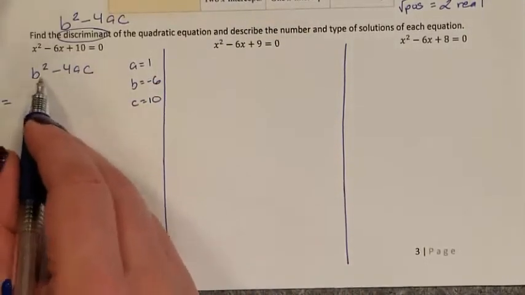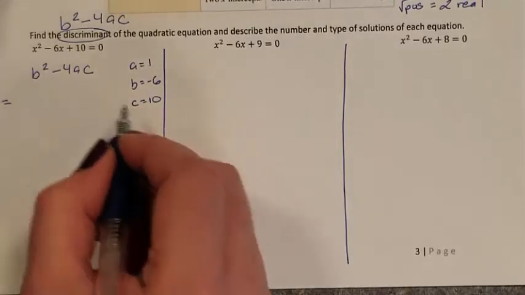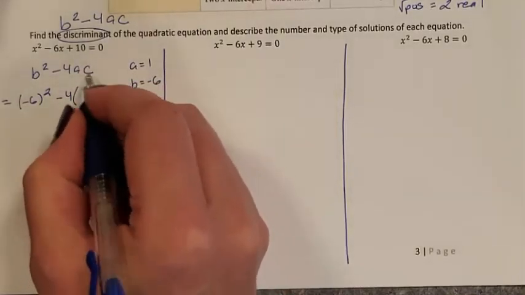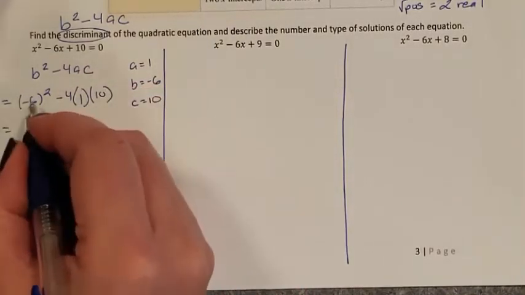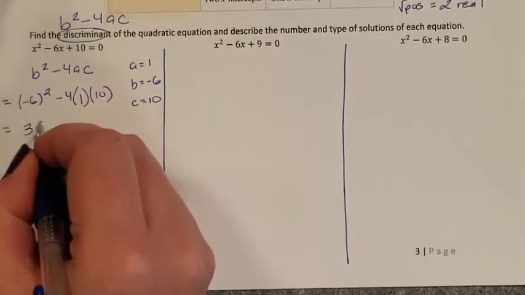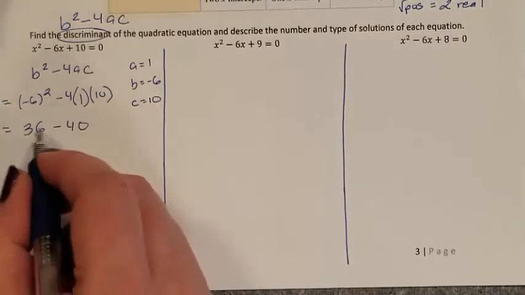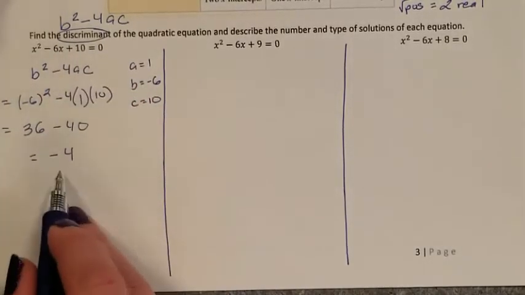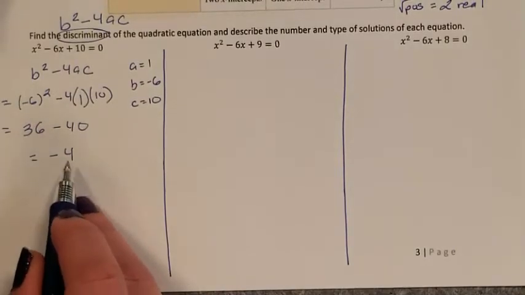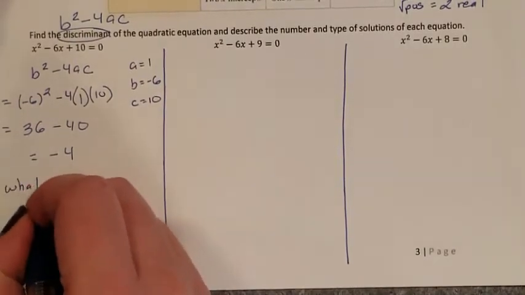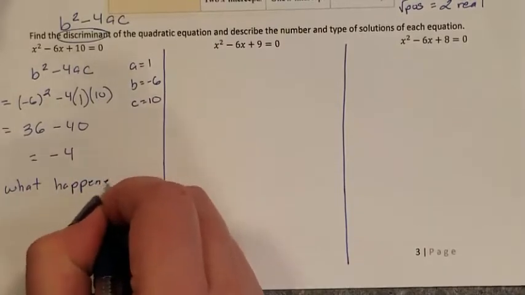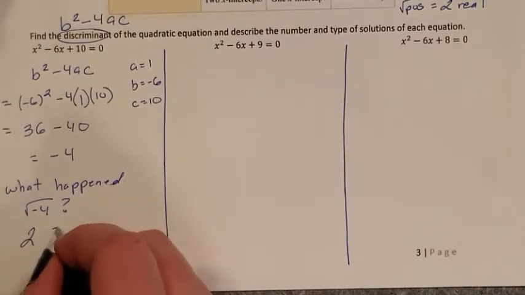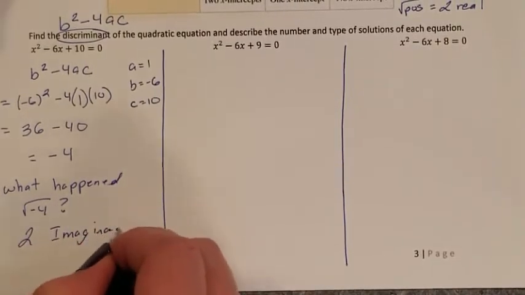What did I end up having inside the square root? I need b squared, so I have a negative 6 squared, minus 4 times my a was a 1, my c was a 10. So I have this entire quantity to the second power, so I have 36 minus 40. 36 minus 40 is a negative 4. This is supposed to be the inside of the square root. If this was inside my square root, you're going to be asking yourself, what happened if I actually took the square root of this number? You would end up getting two imaginary solutions.